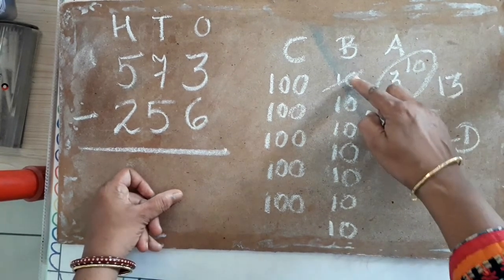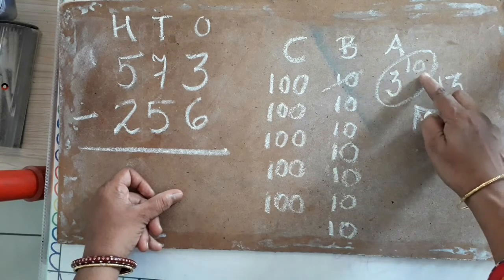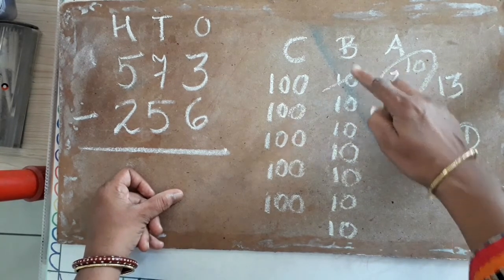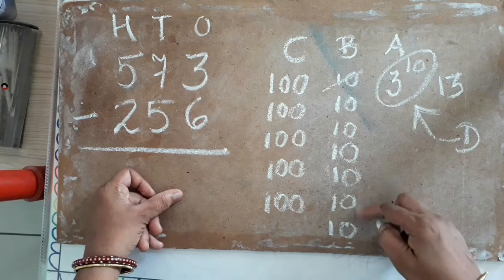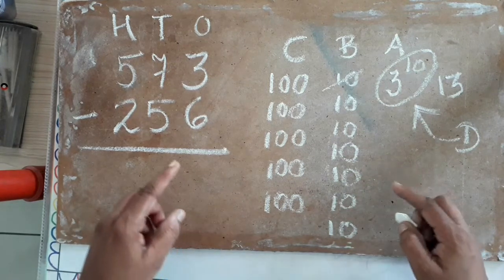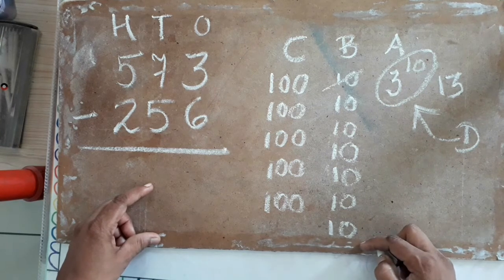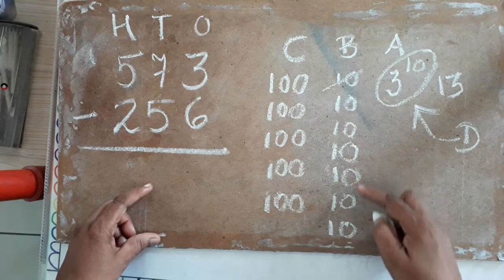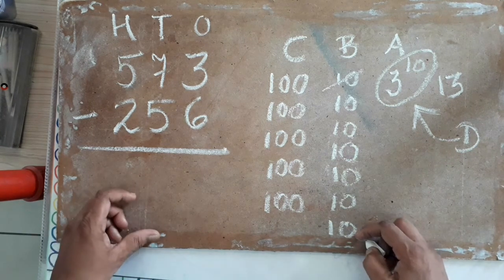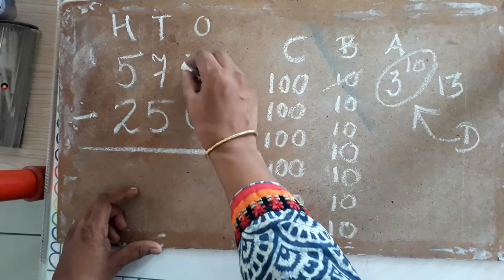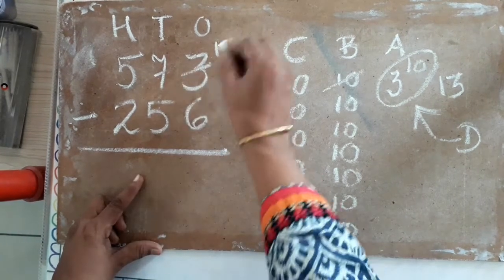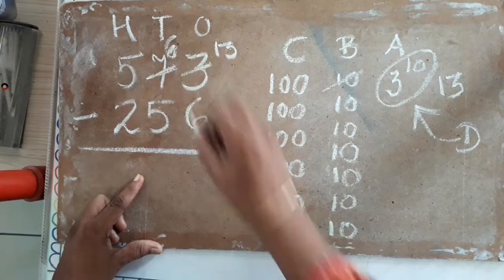And as 1 bundle is given to A, person B is having 1 less bundle than the previous one. So earlier he was having 7 bundles of tens. So now he is left with 6 bundles of tens. Okay. So here this becomes 13 and this becomes 6 here.